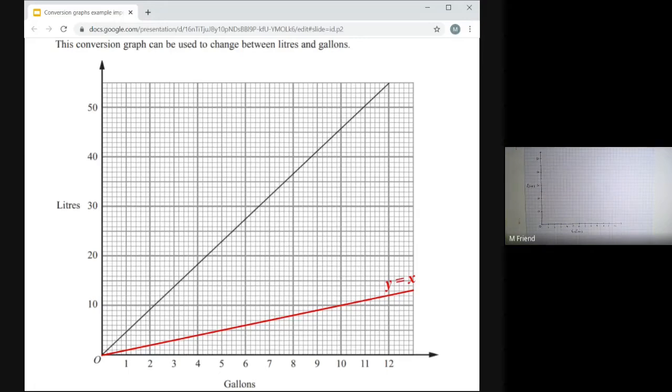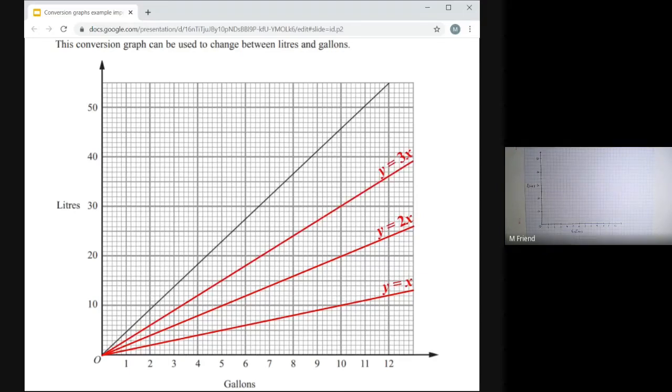They're not the same number. Nor is it double. It's not the case that the litres are just 2 lots of the gallons. That's definitely not true. So I've basically plotted the points here at 1, 2, 2, 4, 3, 6, 4, 8, and so on, and joined them up with a line. But that's not right either. That's not steep enough.